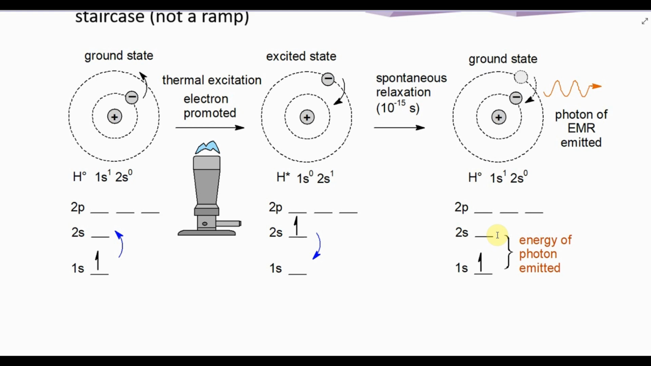And it turns out that every atom has different energy gaps in its energy staircase. And so every atom, every type of atom, will emit a unique spectrum of colors and wavelengths specific to that type of atom. It's like a fingerprint that we can use to identify which atom is being excited. It's a pretty powerful tool. It's called spectroscopy.